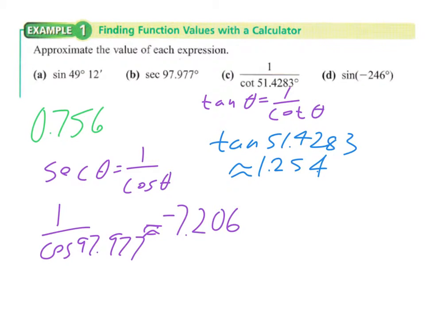And then the last one, the sine of negative 246. Again, we can just type that in as it appears. We end up with 0.914 when we round to 3 decimal places for that one. And if you're having a hard time coming up with these values, again, double check, make sure your calculator is in degree mode. Otherwise, again, just be very careful how you're typing those in.